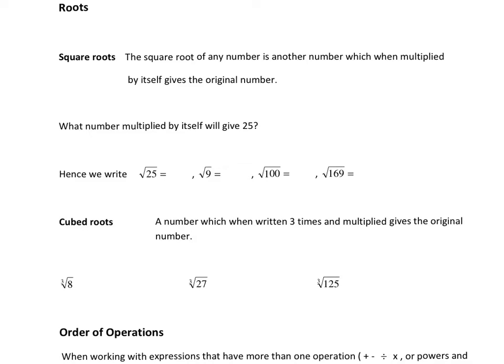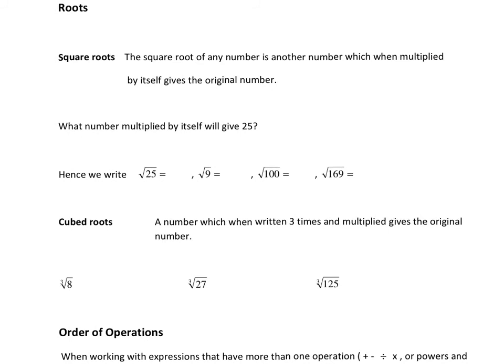So looking at what we call the roots, and in particular the square roots, the square root of any number is another number which when multiplied by itself gives the original number. So what number multiplied by itself will give 25? Well, that's a fairly easy one, isn't it? 5 times 5 will give you 25. So therefore the square root of 25 is 5, because 5 times 5 is equal to 25.